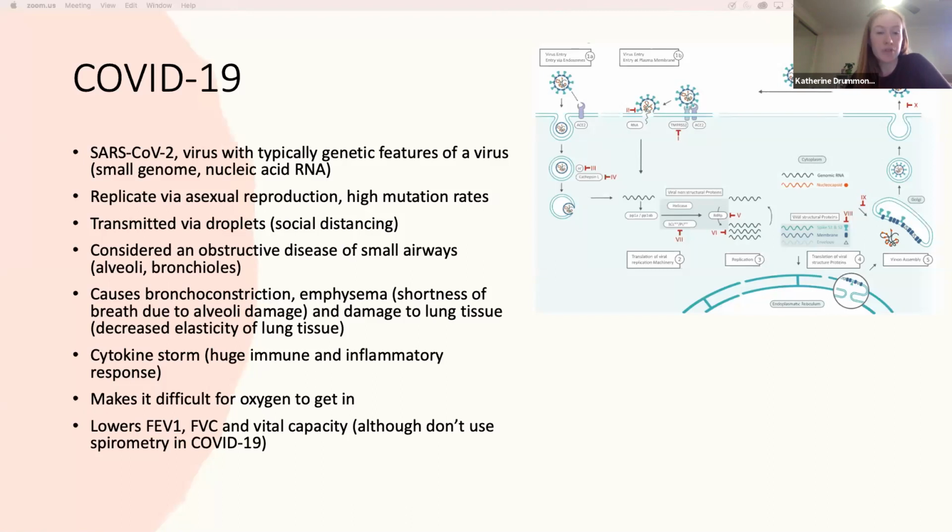It's considered an obstructive disease of the small airways, so more towards our bronchioles and our alveoli, so much further down at the bottom of our airways. I'm going to have to pull you up here. It's a restrictive disease, not obstructive. That's the whole workshop. Okay.